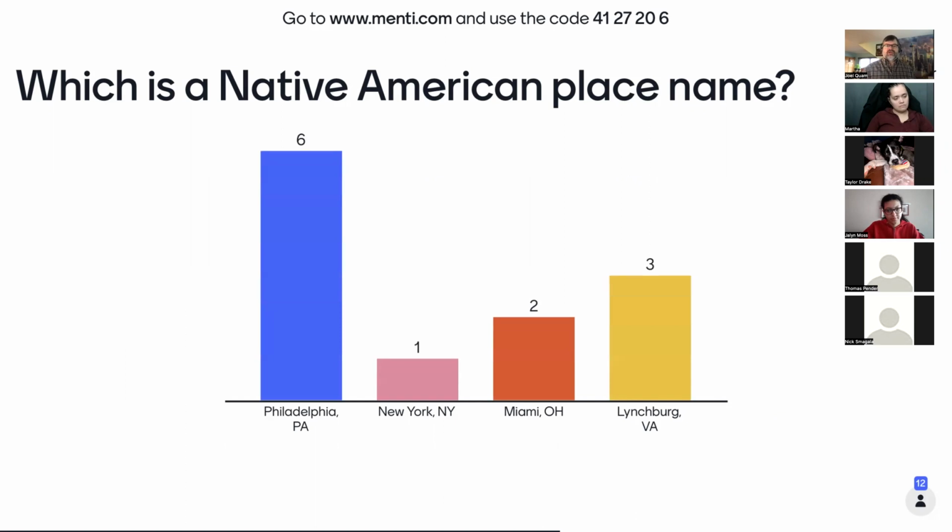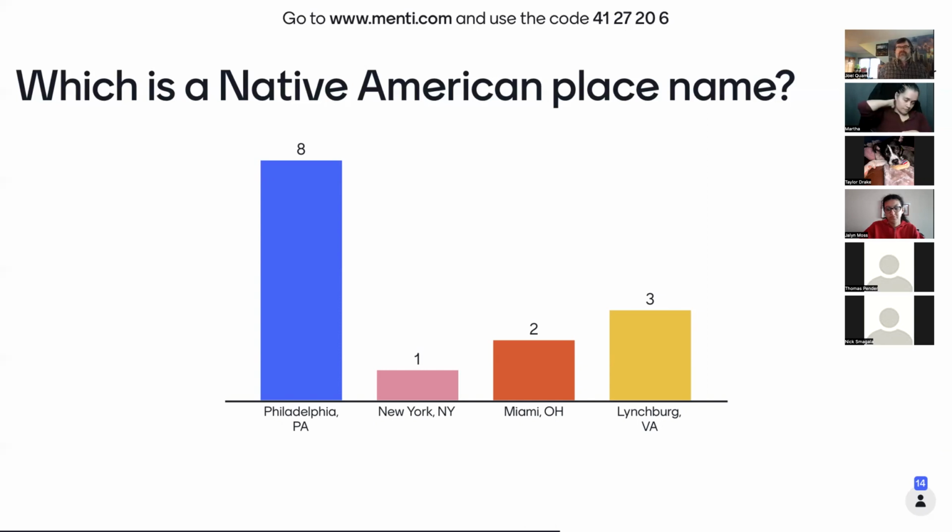All right, you say Philadelphia. Okay, well, Lynchburg is probably named for someone named Lynch. New York is going to be named for another place because it's new. Turns out, though, Miami is a Native American name. It is actually a tribal name. And yes, there is Miami, Florida, of course, but there is also Miami of Ohio.